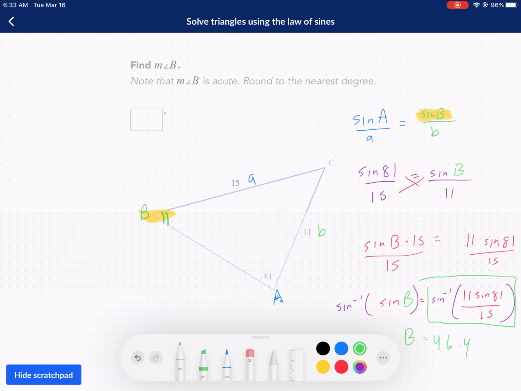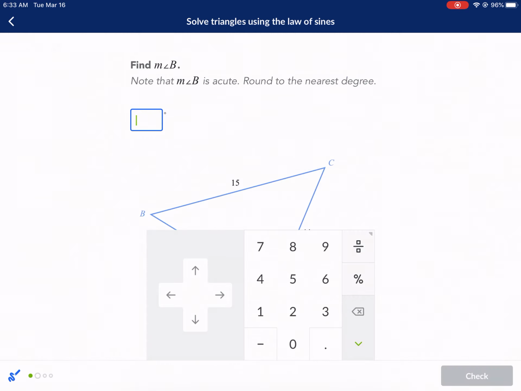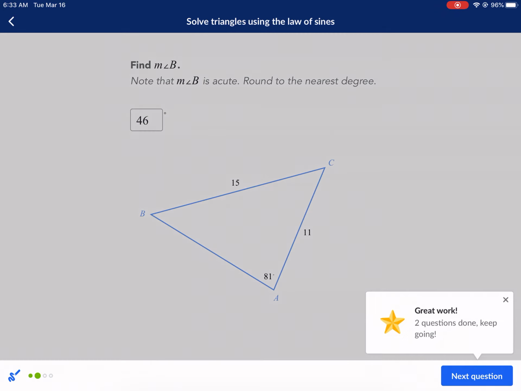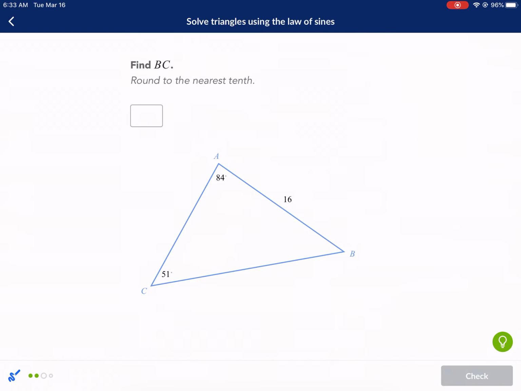Now this is the part we got to check. Does it look like it's acute? It does say it's acute, so we don't have another step after this. Otherwise we would. If it's obtuse, we have another step. We'll cross that bridge when we get there. Right now it's 46. Round to the nearest degree. So it's going to be 46 degrees, not 46.4. All right, next question.